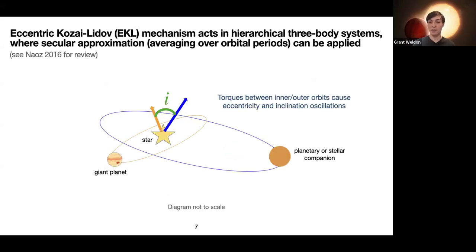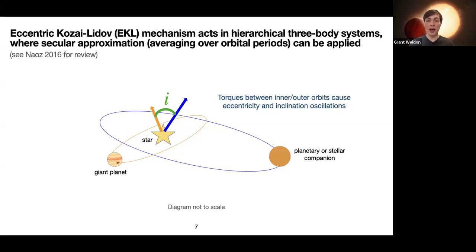So let's take a deep dive into how EKL works. EKL works in a hierarchical three-body system. You may have heard of the three-body problem, which attempts to solve for the motion of three bodies interacting gravitationally. Here we look at hierarchical systems, which have a relatively tight inner orbit, here the star and the giant planet, orbited by a faraway companion on the outer orbit. And this companion can be either another planet or star.